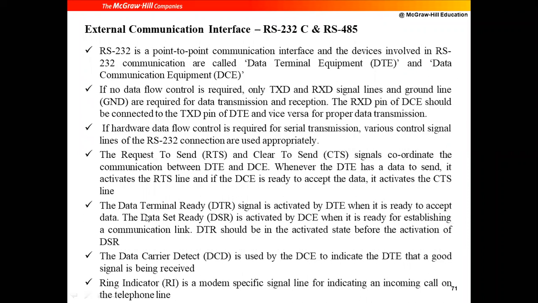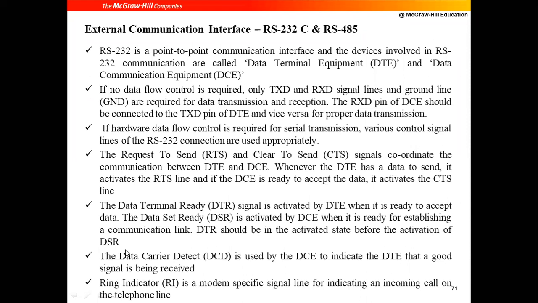The next step: the data terminal ready, DTR, signal is activated by the DTE. Once you receive the CTS signal, next we need to activate the terminal. For that purpose, the DTR signal will be generated by the first device when it is ready to accept the data. And data set ready, DSR, is activated by the DCE, the second device, when it is ready for establishing a communication link. DTR should be in the activated state before activation of DSR. So this is the second step.